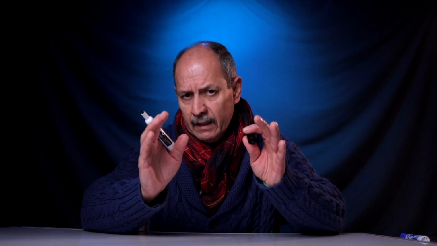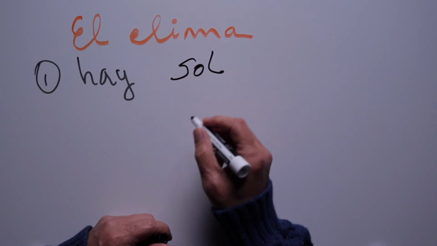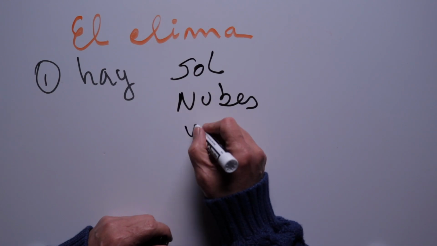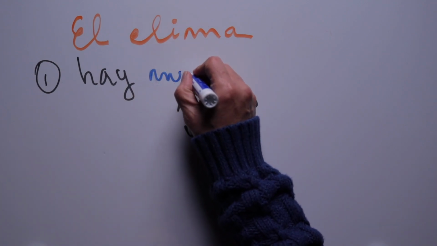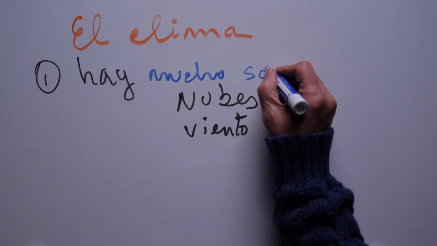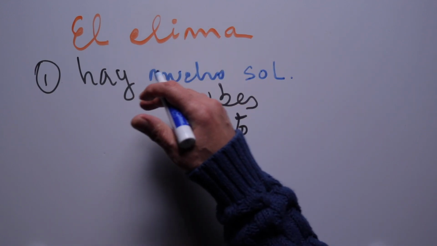So I will present 3 cases. Hay sol, hay nubes, y hay viento. You can intensify those 3 nouns if you want to with an adjective. Hay mucho sol. Why mucho? Because sol is masculine and it's an adjective.